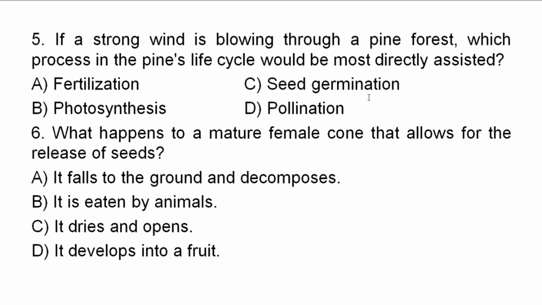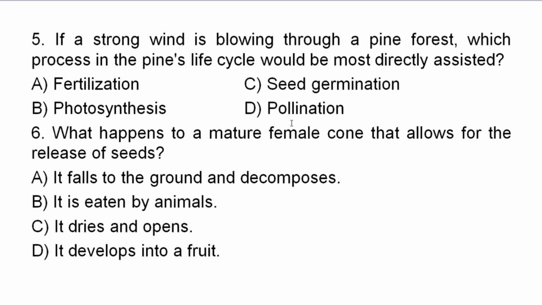Students, the correct answer is D, pollination, because pollination is assisted by wind in pine, in gymnosperm plants, in the pine's life cycle. For seed germination, wind is not necessary. For fertilization, wind is not necessary. For photosynthesis, wind is not necessary. So the strong wind is important to assist pollination, to transfer pollen grain from the male cone to the female cone. Good.